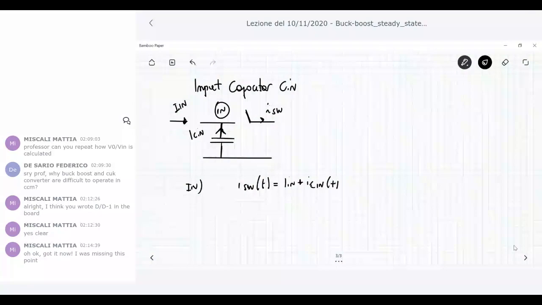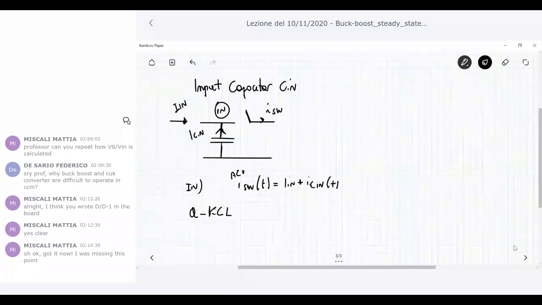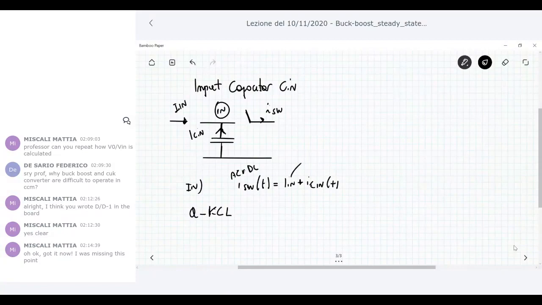What is of interest now is the root mean square value of this current. Okay, and if you want to get the root mean square value of this current, you can apply the quadratic Kirchhoff current law. In this case, the current I switch has both AC and DC contributions. The current at the input is just a DC current, and the current C in is just an AC current.